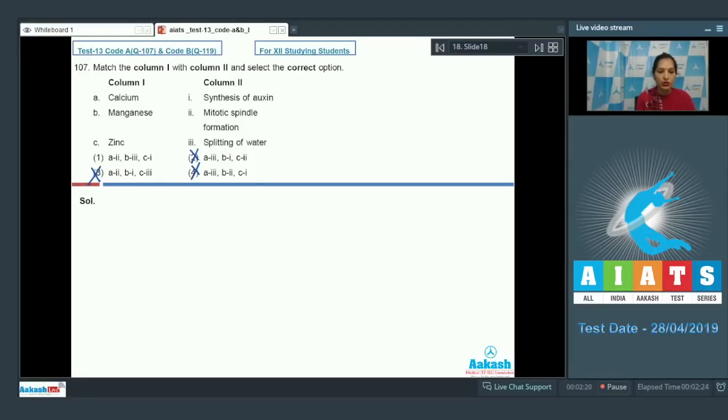Zinc helps in synthesis of oxygen. So C matches with 1. So the correct option for the given question is option number 1. Let's move to the next question.